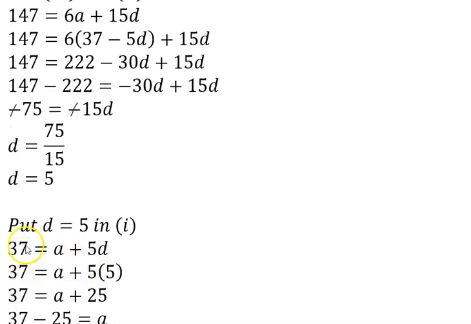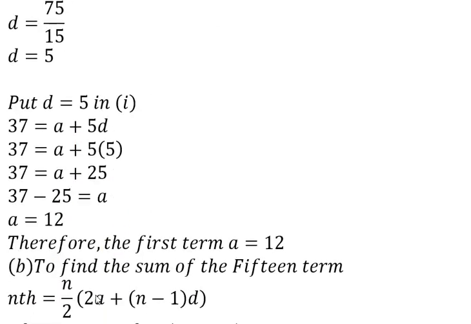Our equation 1 still remains 37 equals a plus 5d. Awesome. So we know our d now to be 5. So anywhere we see d, we put 5 there. So 37 equals a plus 5, our d is 5, 5, open bracket, 5. So if we multiply this 5 times 5, it will give us what? 25. Beautiful. So we now have 37 equals a plus 25.